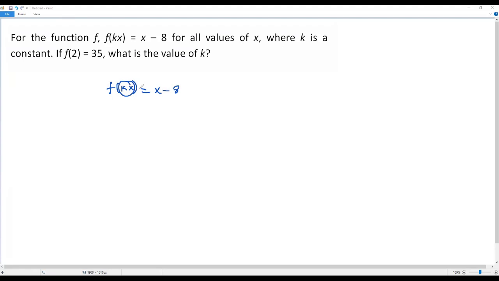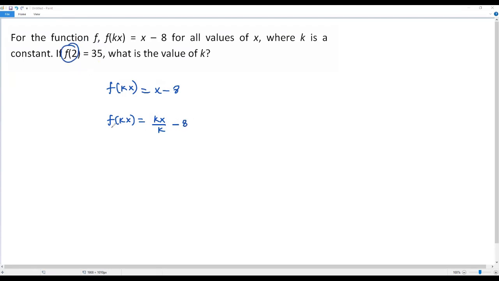Since x is multiplied by k over here, on the right side, we can multiply and divide this x by k. Okay, let me do it. That is f of kx equals, when I multiply and divide this x by k, I am getting kx over k minus 8. Now let's consider this information, that is f of 2 equals 35.